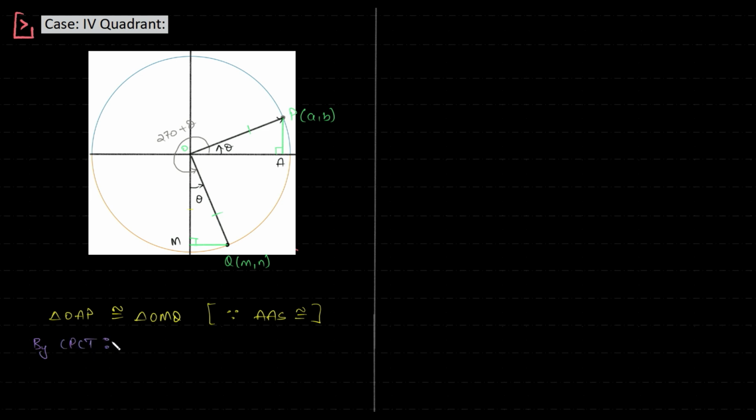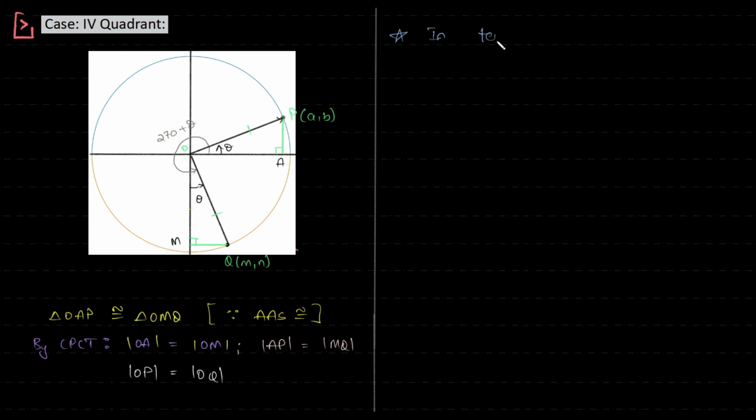By CPCT we can tell that the lengths, remember these are the lengths, not in terms of coordinates, OA is equal to OM. Remember, this is in terms of lengths. Then what else? We have AP in terms of length, magnitude, these are equal, and in terms of length OP is equal to OQ. Okay, right?